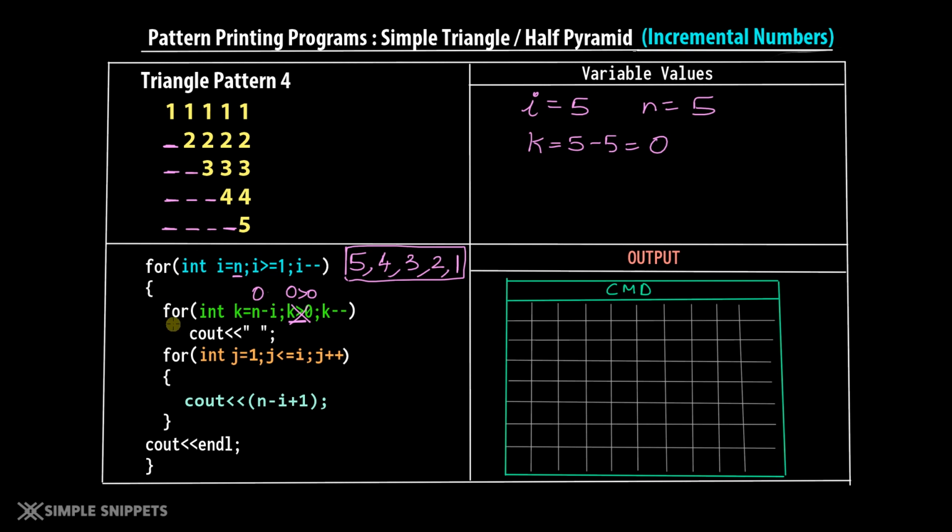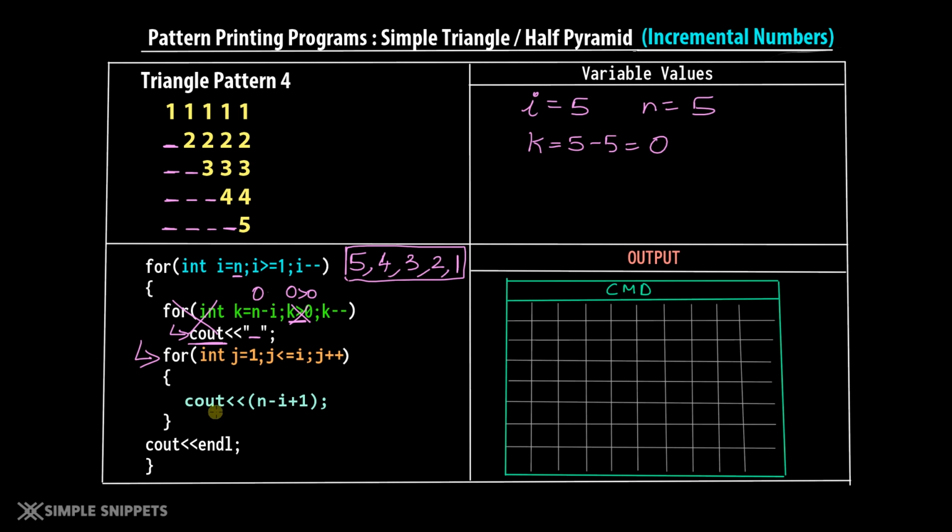So we don't want this for loop to run. We don't want this extra space. That is what is happening in this cout. So of course, since this condition has become false, this for loop will not run for the first time. And the second for loop will do its work, which is printing the value 1 5 times.